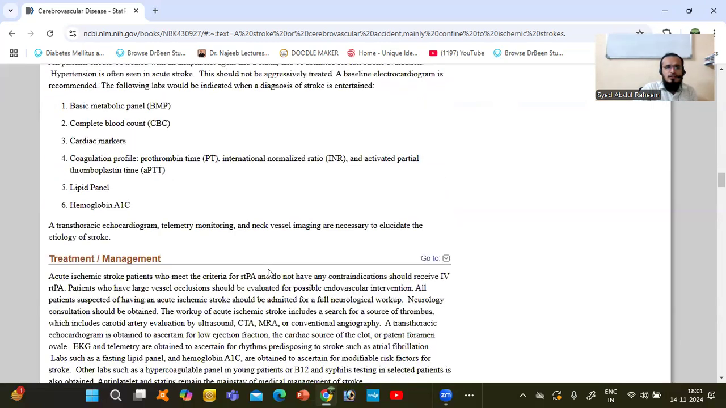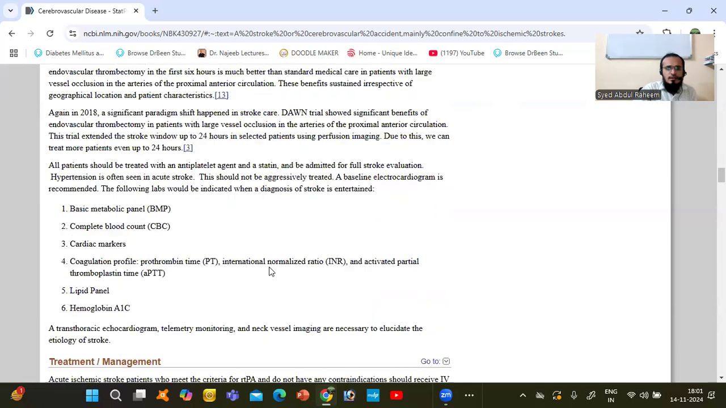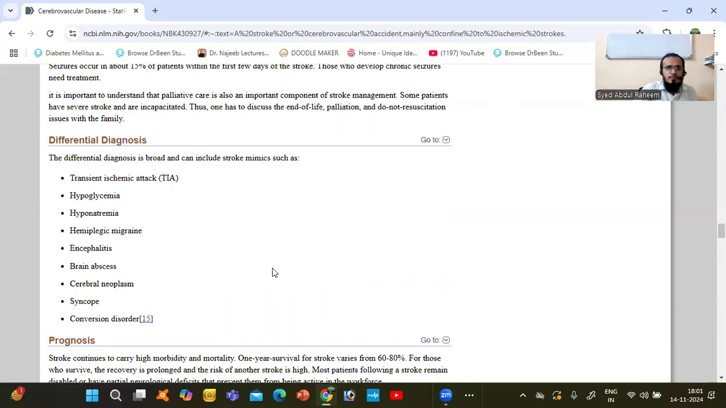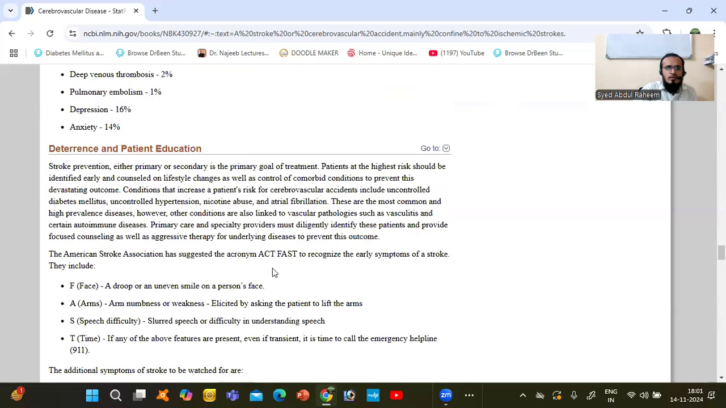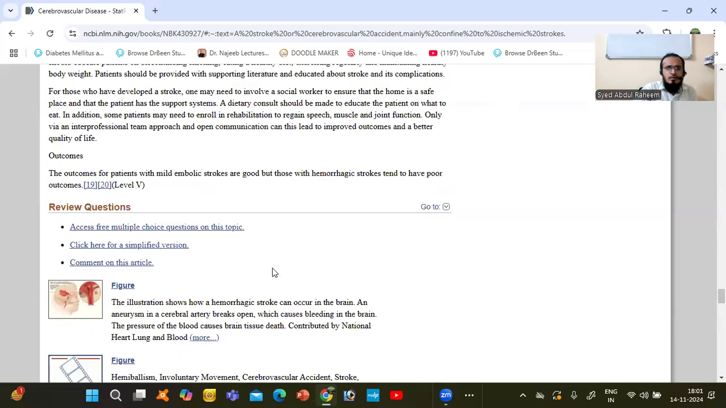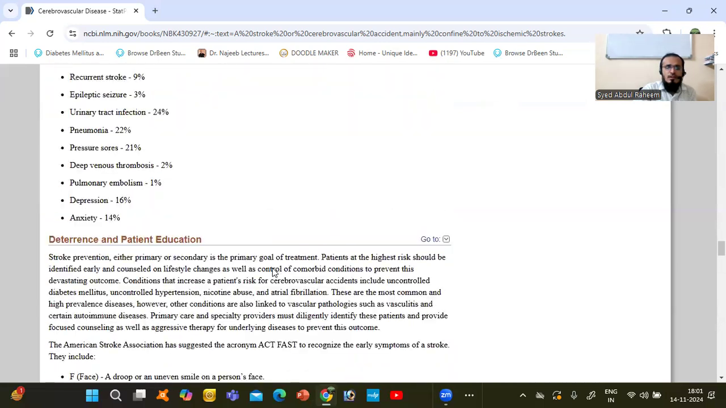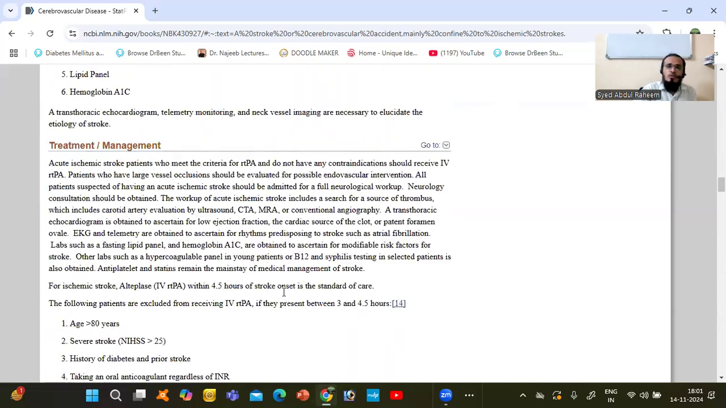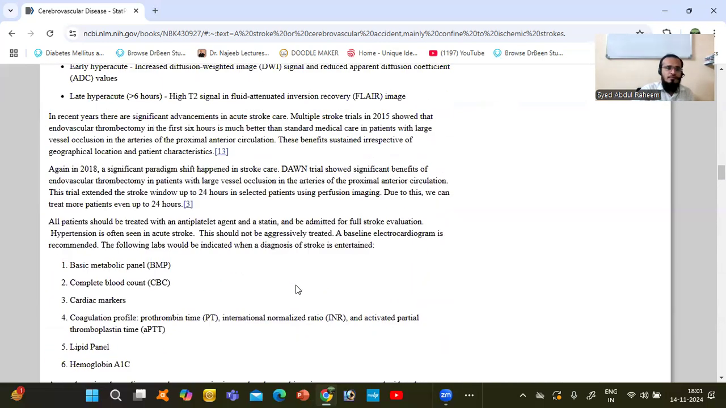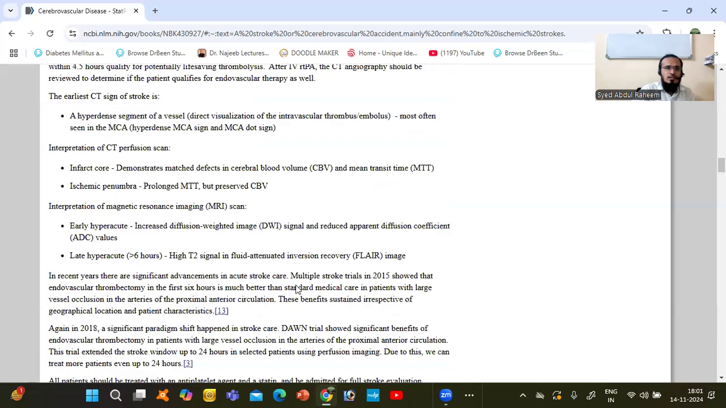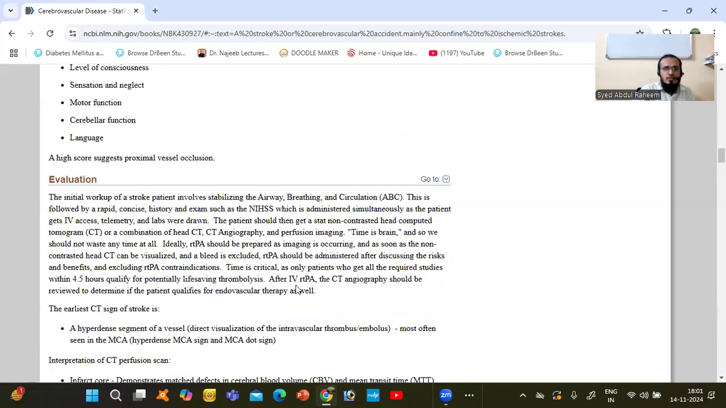So what are the things during diagnosis? How do you diagnose the patient? Here we have the things: evaluation. Okay, evaluation is very important. After that evaluation, you can go to the treatment part.